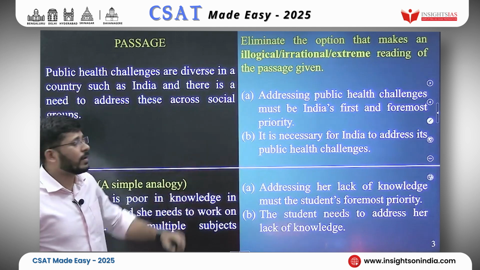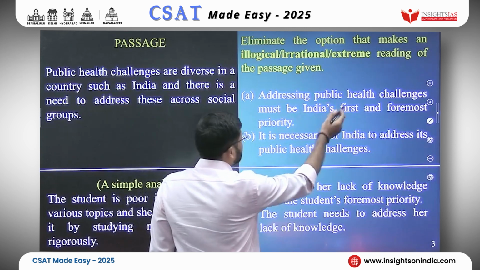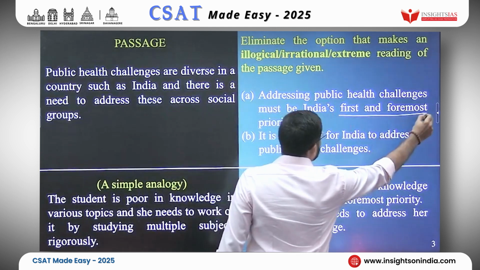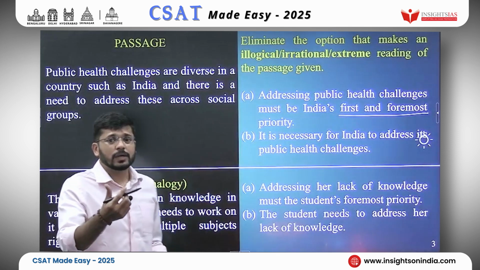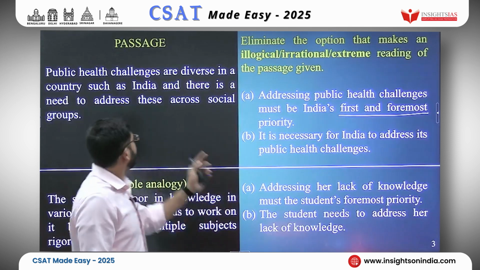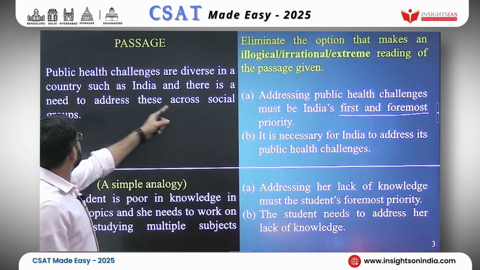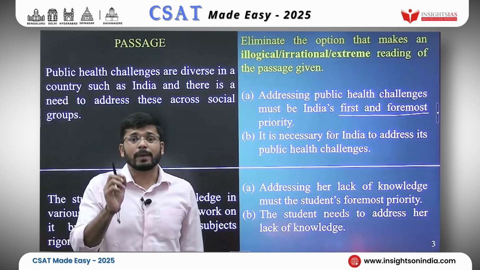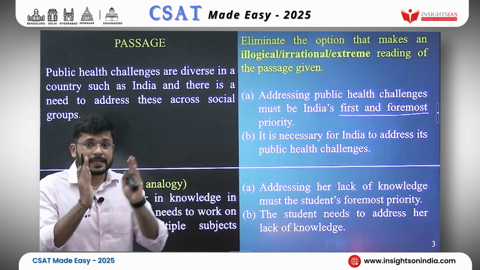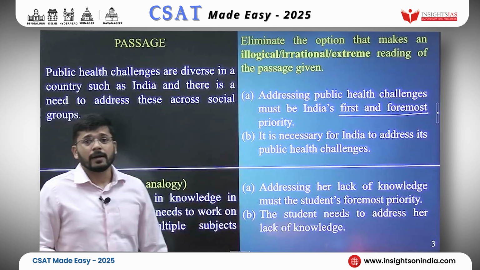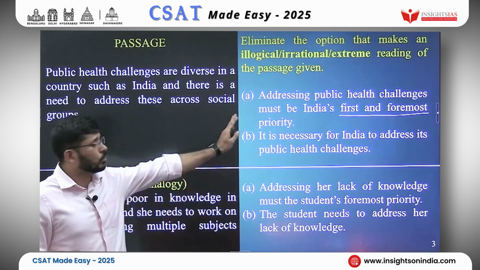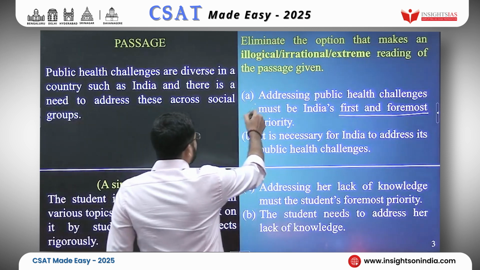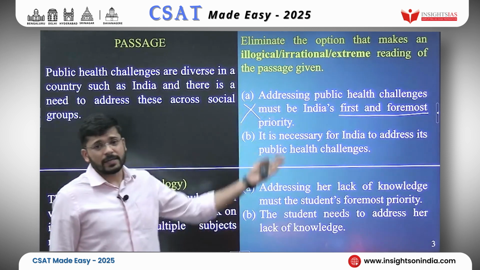However, the first option is extreme. Why? It must be the first and foremost priority. The passage only tells you that it is necessary, it is needed. There is a need to address these challenges. However, the passage does not tell you that it is the first and foremost priority. Someone might say security is the first and foremost priority of India. So, we will eliminate option A as an extreme condition.